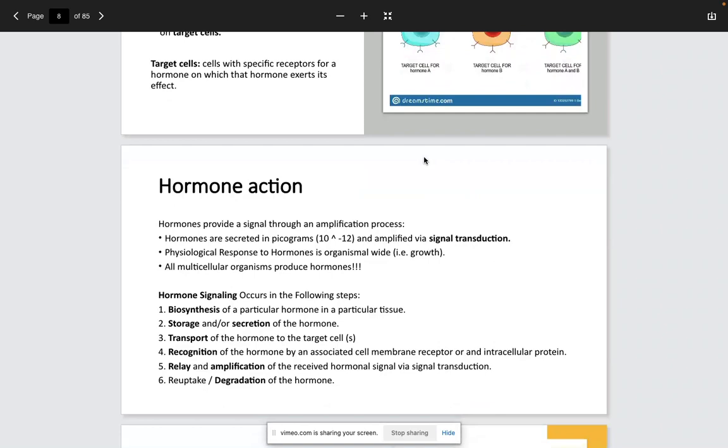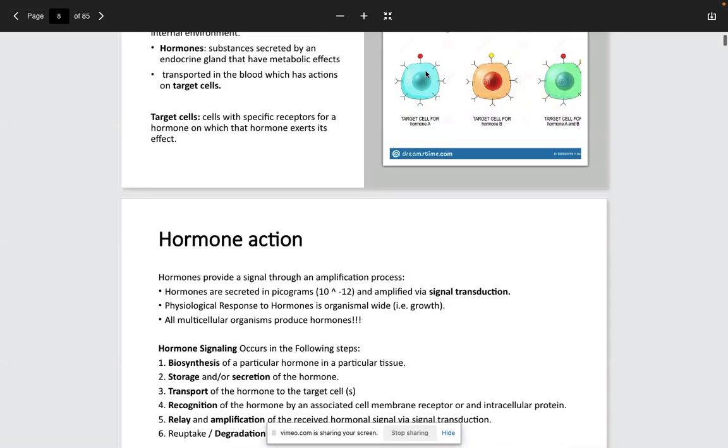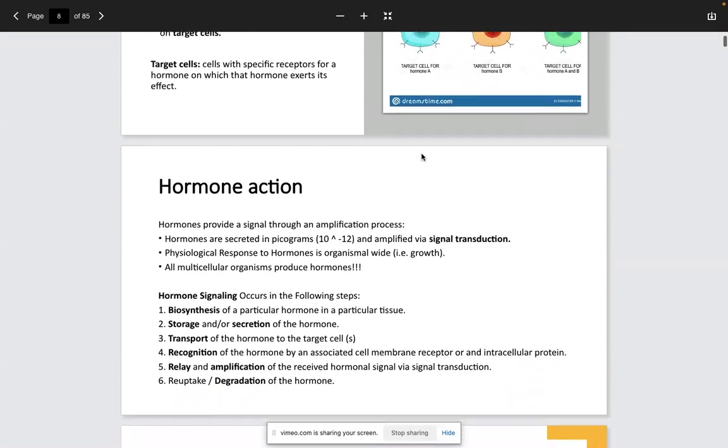And then after the desired effect occurs, once thyroid hormone has bound to its receptor, then we're going to need to either degrade or reuptake that secondary messenger, right, or that thyroid hormone.